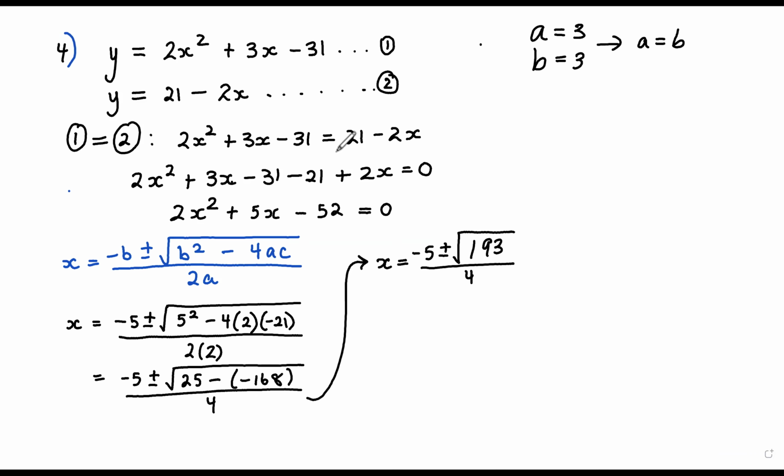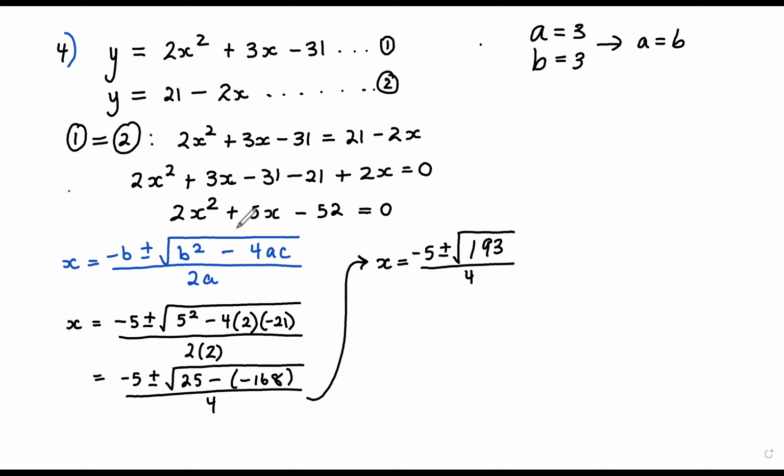And then we have minus 21 minus 31, which is minus 52. And then 3x plus 2x is 5x. So far, so good. So you have 2x squared plus 5x minus 52. That's correct. Okay. B here is 5.